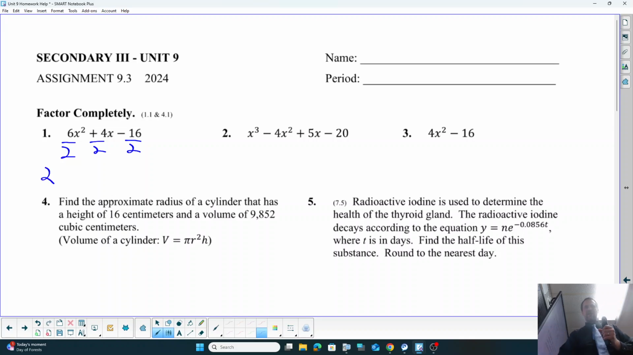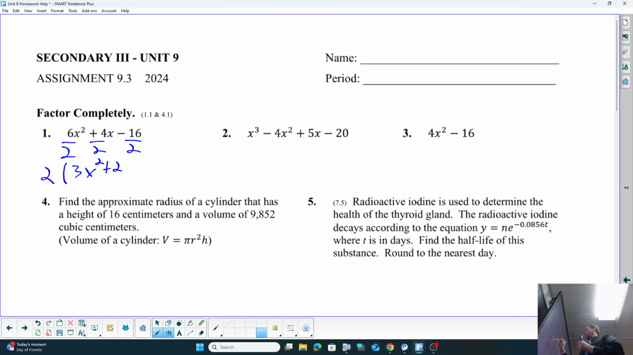Pause me, remember, pause me. Try number one on your own, then see how you did. Try each one on your own, and then push play and see how you did.